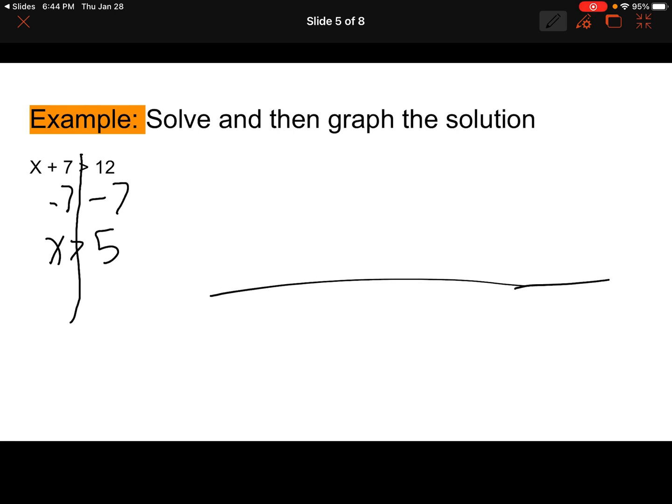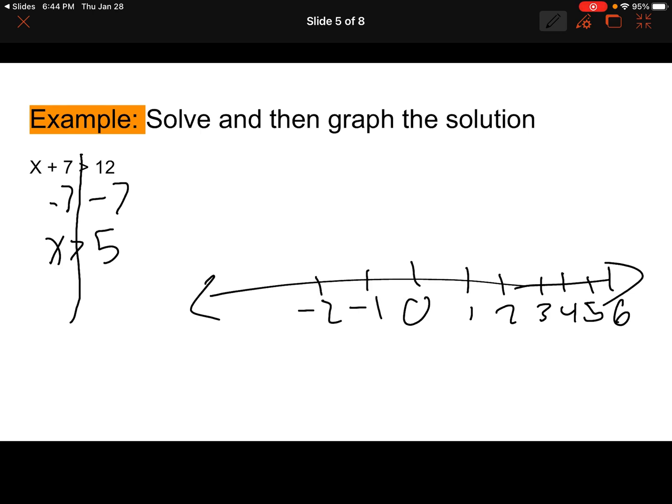Now to graph this solution, again, similar to last time, we have a 0, 1, 2, 3, 4, 5, 6, -1, -2, and so on and so forth. So again, it's not greater than or equal to, it's just greater than, so we don't want to include our 5, and then it's going to be everything to the right of 5, since it is greater than. All right, and then we can plug in here to check. Let's just check with a 6 here. 7 plus 6 is equal to 13, and 13 is indeed greater than 12.